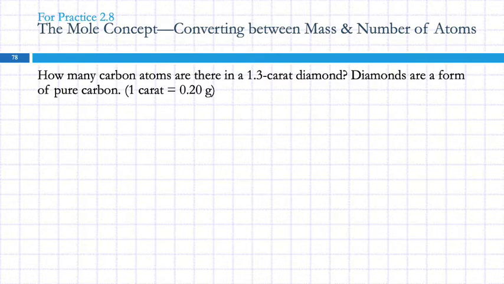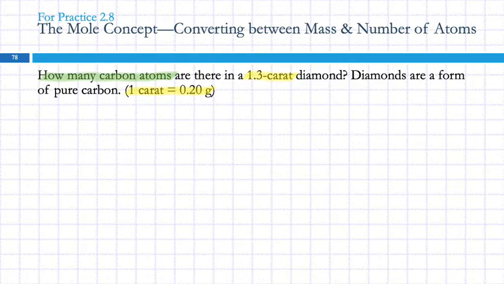How many carbon atoms are there in a 1.3 carat diamond? Diamonds are a form of pure carbon, and 1 carat equals 0.20 grams. What am I given? This 1.3 carat, right? That's not the crunchy carrot that you eat that's orange. That's a unit they use in diamonds. And they're giving us this relationship. And what do they ask us to find? How many atoms?